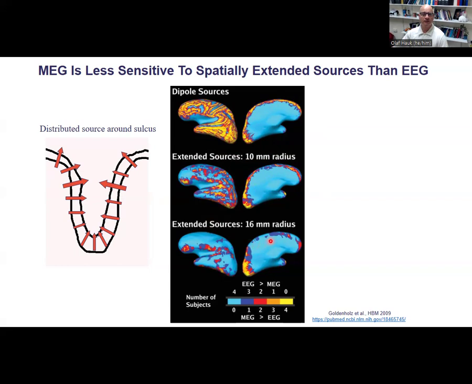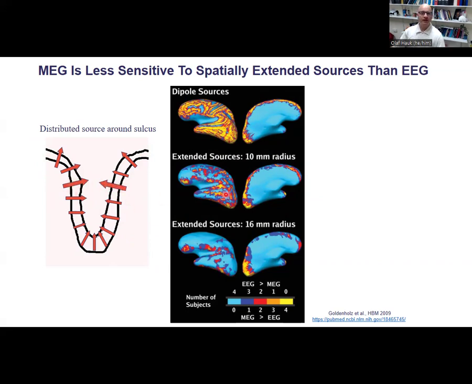And if you then extend these sources even further to 16 millimeters radius, most of the cortex actually prefers EEG compared to MEG. And why is that? Well, if you think a little bit about distributed sources as dipoles around, for example, a cortical sulcus here, imagine this is active more or less homogeneously with some variation. Then on opposite walls of the sulcus, you will have dipoles opposing each other.